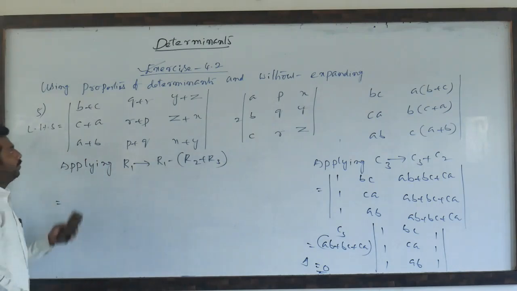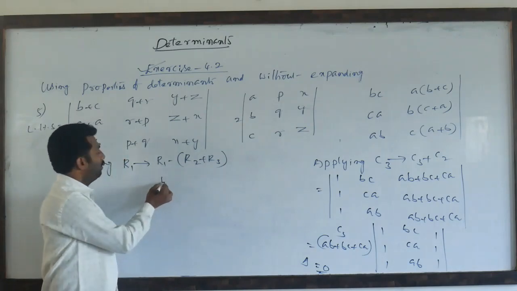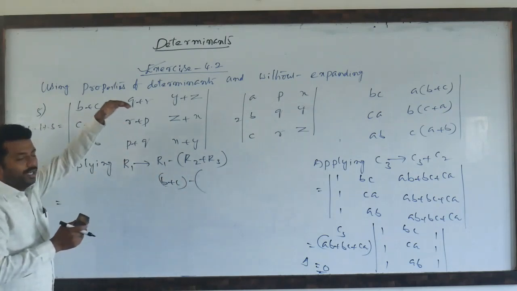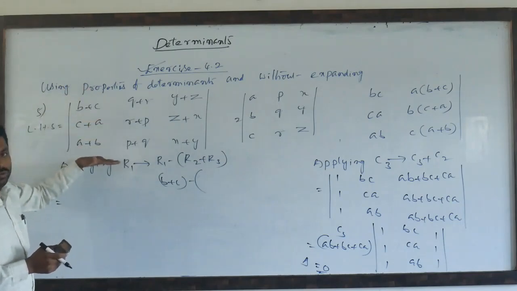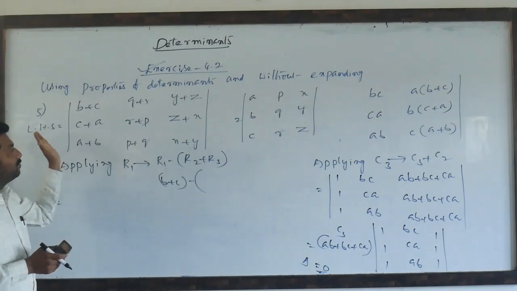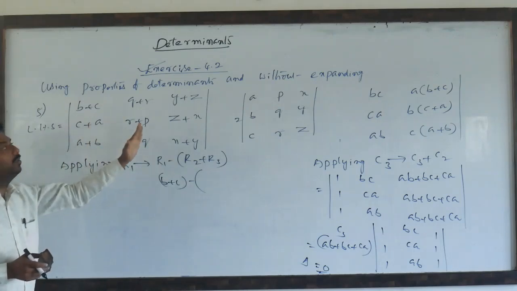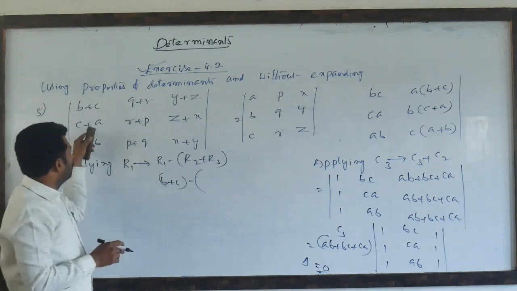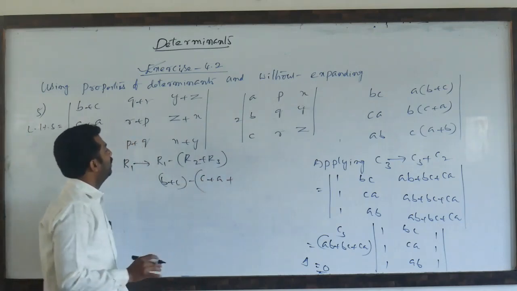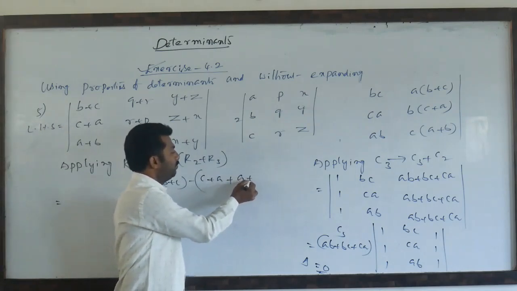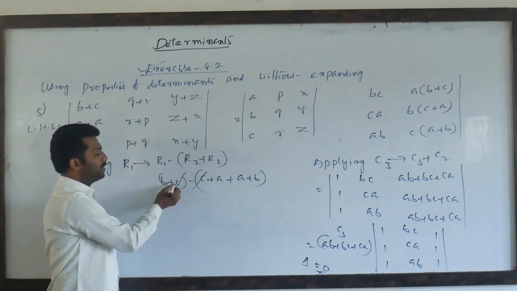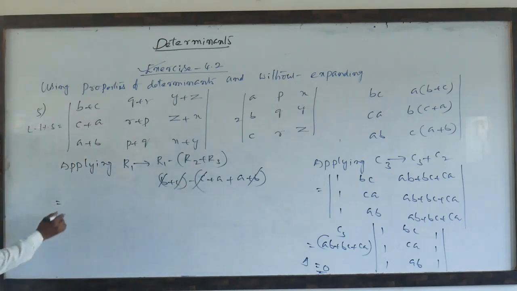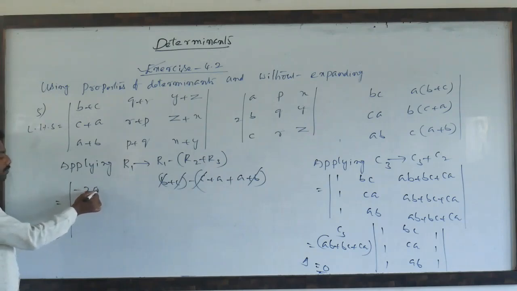See, if you calculate one element, what is R1? b plus c minus R2 corresponding, c plus a, plus corresponding R3, a plus b. Whenever you are applying row operations, we move top to bottom. Column operations mean we move left to right. Then b and minus b cancel, c and minus c cancel, so what is left is minus 2a. The first element is minus 2a.